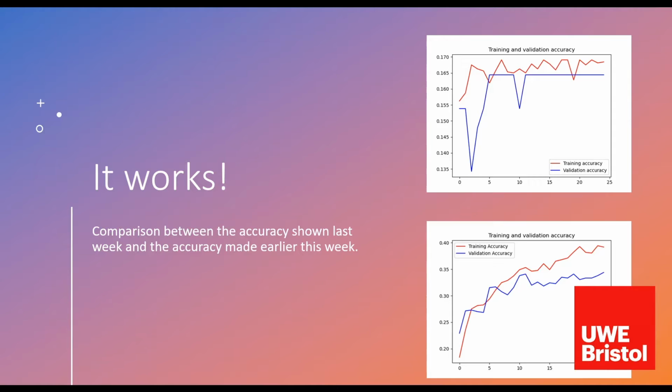This graph was what I showed last week, with this weird up and down flatlining of validation accuracy, and my training accuracy not getting much higher than 16%. But as we can see on the bottom one there, it's skyrocketed. Well, higher than 16, but yeah, it's definitely better, reaching just under 35 after 25 iterations of the network.